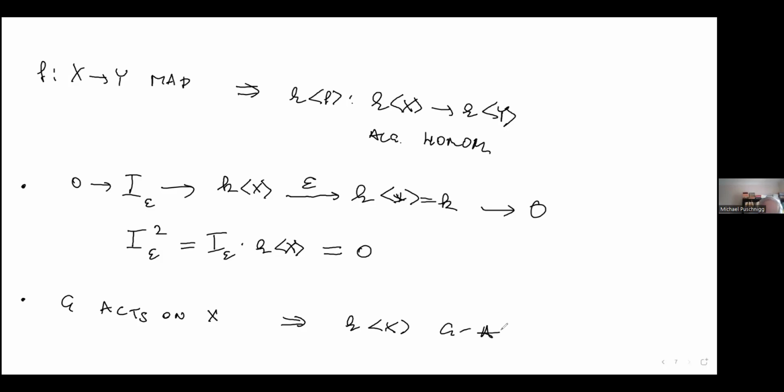Is a G algebra. And moreover, if the action of G on X is free, then this will be a free G module. Okay. Then here, if the action is free, then it follows that this Kx is a free G module.